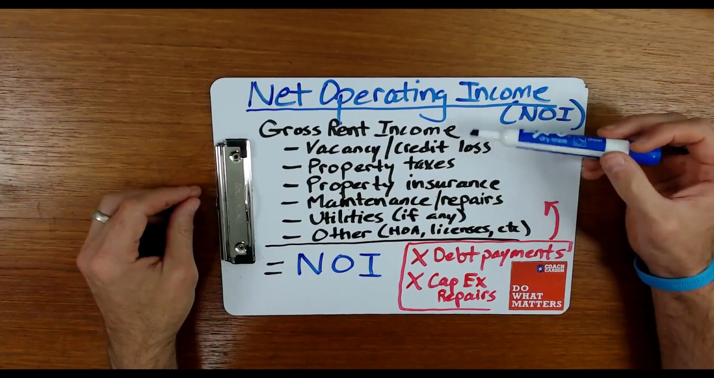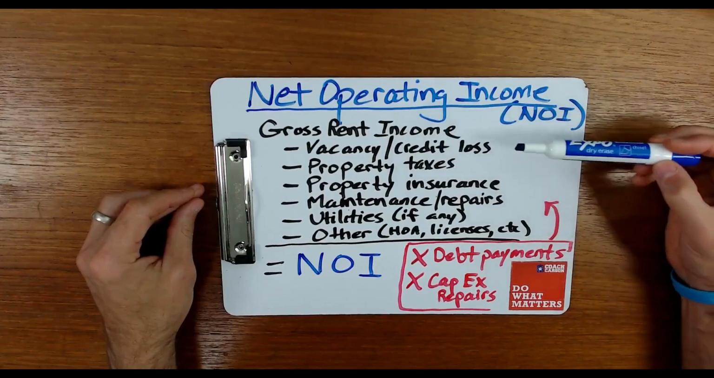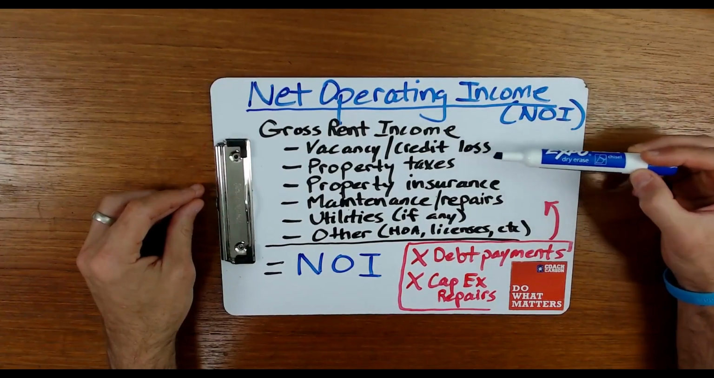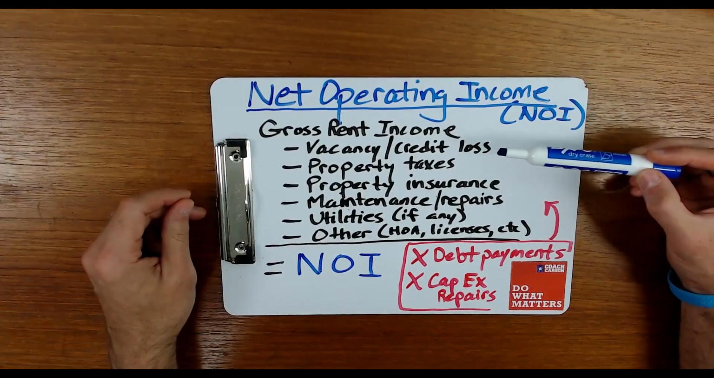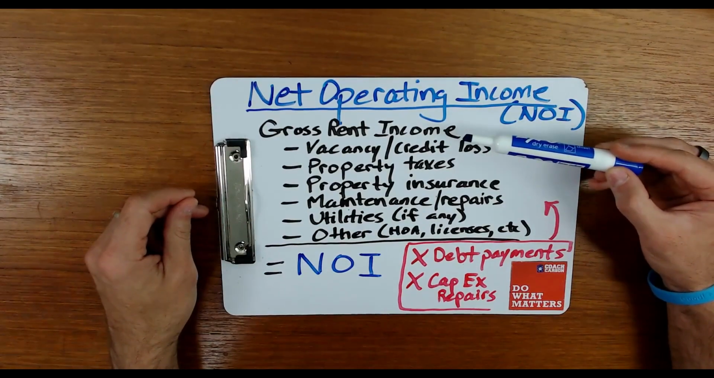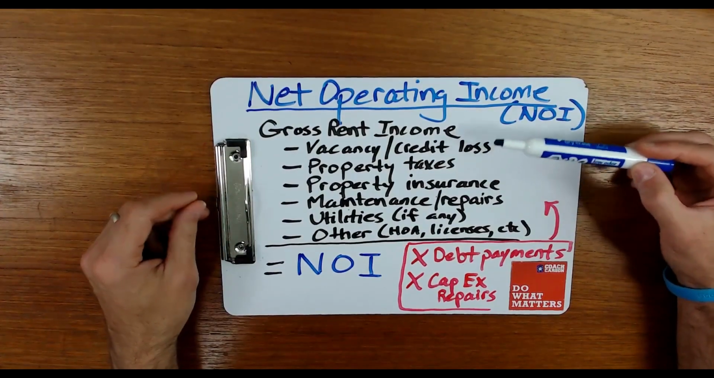You start with the gross rental income. That means the total expected rental income. And then you deduct things like a vacancy or credit loss. And this just takes into account that your property is not always going to be rented. So you might rent the property for $2,000 per month, but what if it's vacant 1 month out of every 2 years in between tenants?